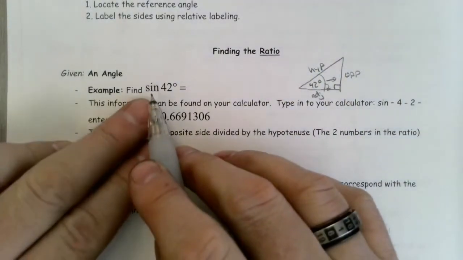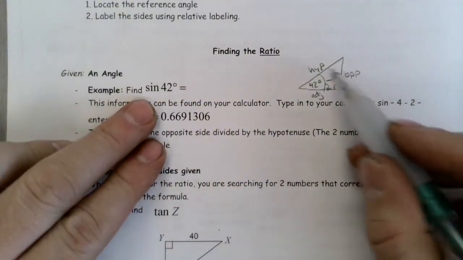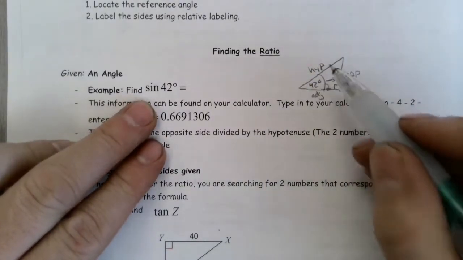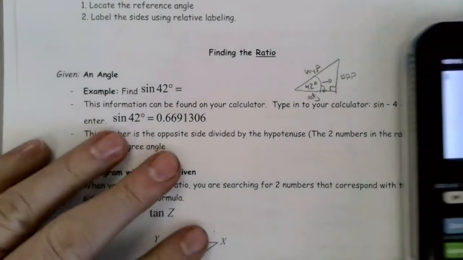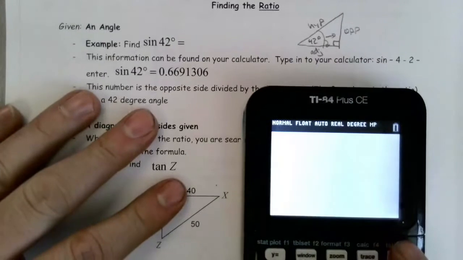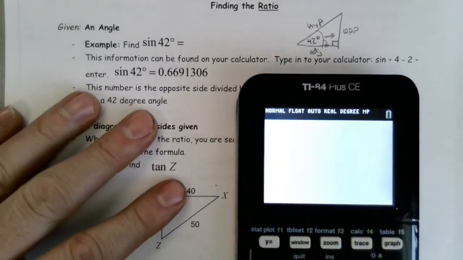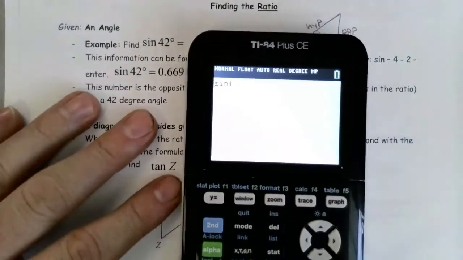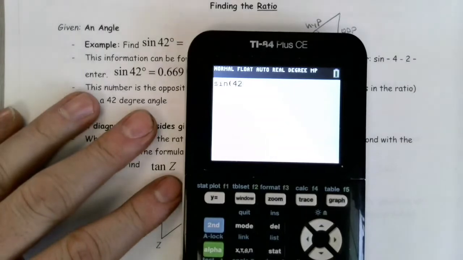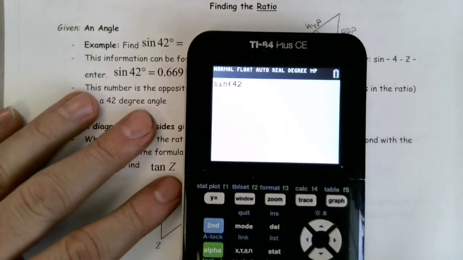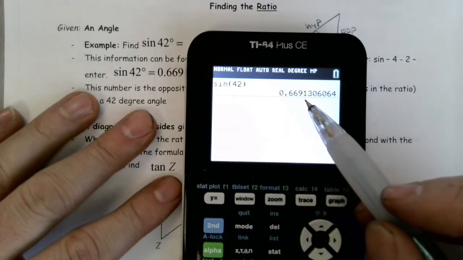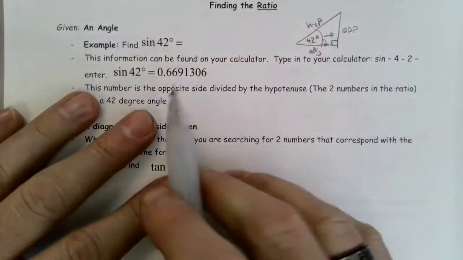Now, the sine ratio is the ratio of the opposite side to the hypotenuse. So if I take the length of the opposite side and divide it by the length of the hypotenuse, that's what I'm going to get. On my calculator, this is really easy to do. If I give you the angle, it's quite straightforward. Most of our calculators are very similar. I'm going to enter sine, and then I'm just going to enter the angle. Sine of 42, press enter, and now I'm getting 0.66913, and so on and so forth. And that's what you're seeing right here.